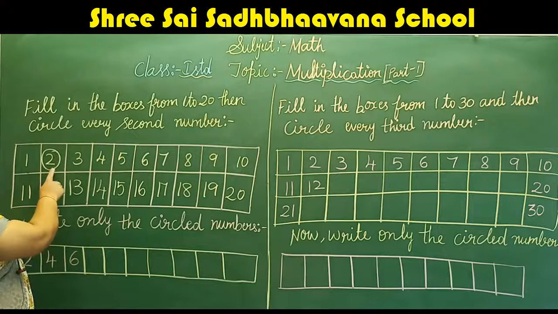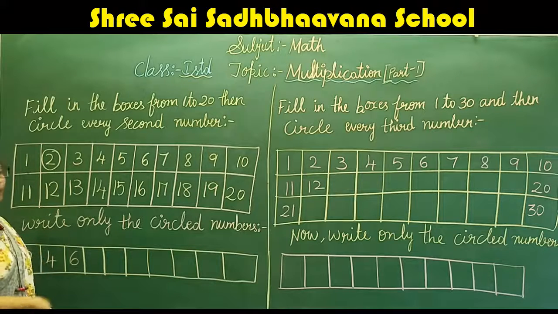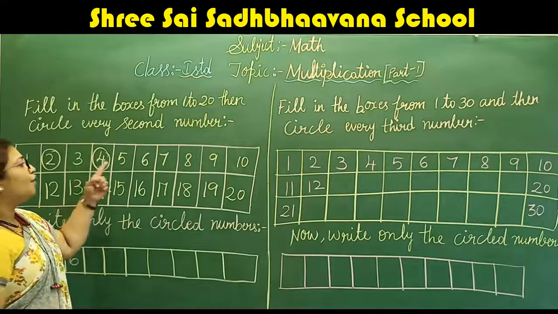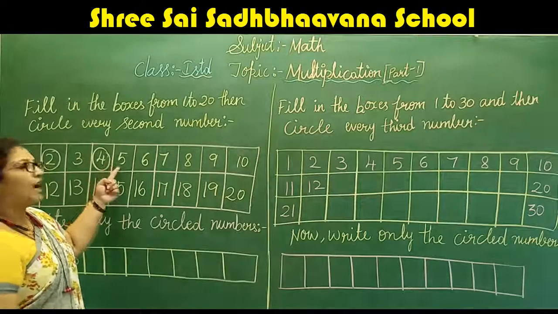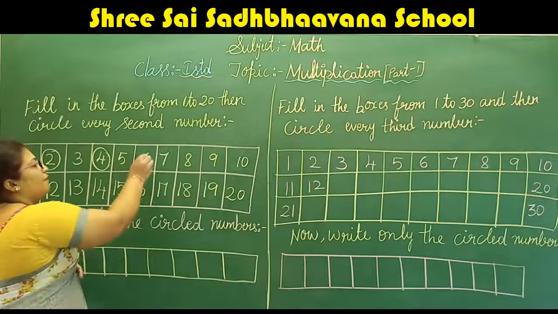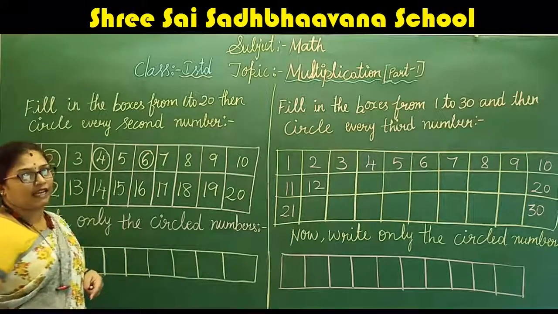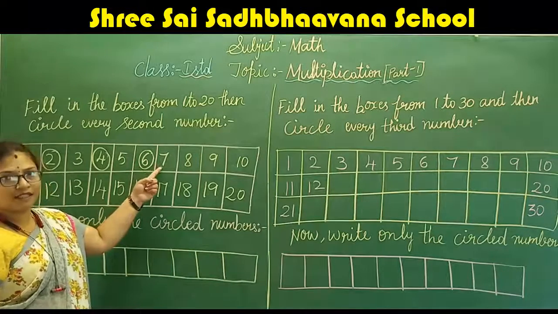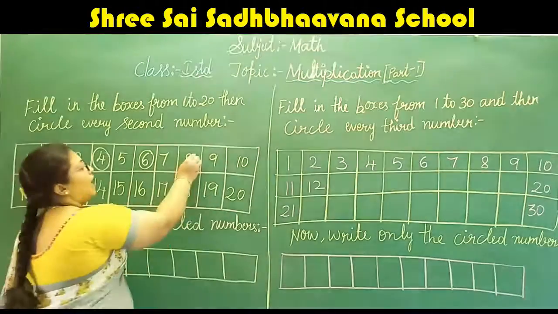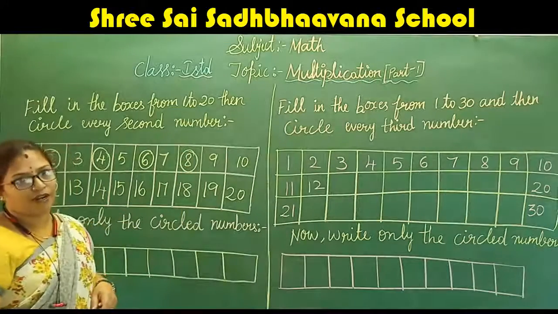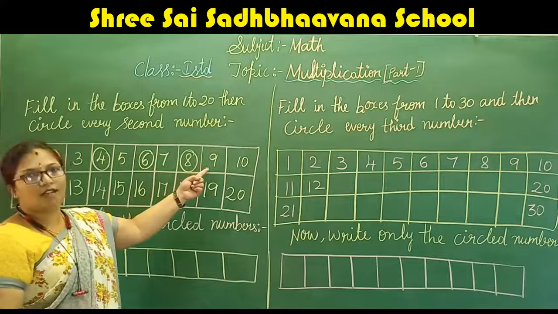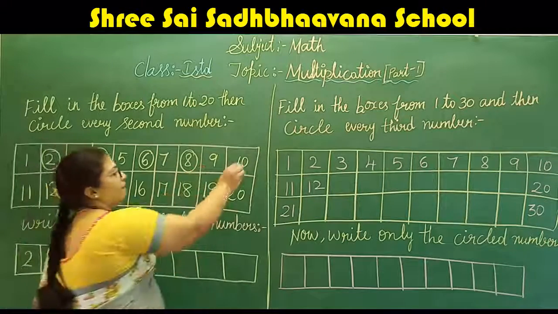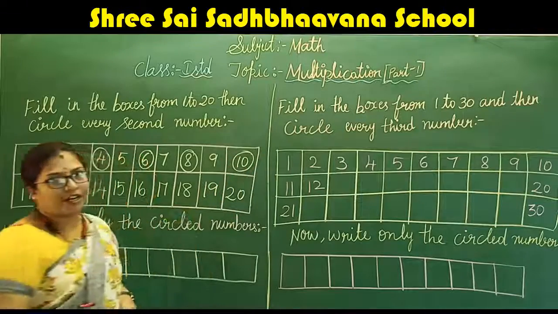Now 2 we circle, 3 you skip and you circle 4. After 4, 5 is there, we skip 5 and circle 6. Next 7 is there, we skip 7 and circle 8. Next 9 they have given, so we skip 9 and circle 10.